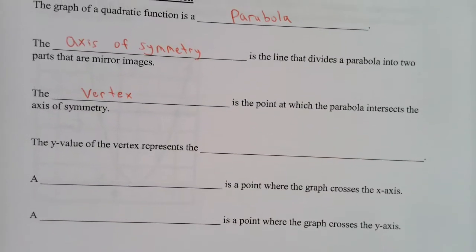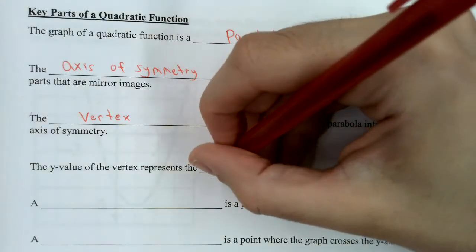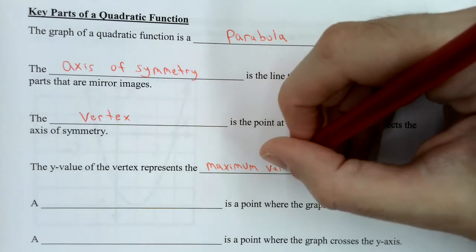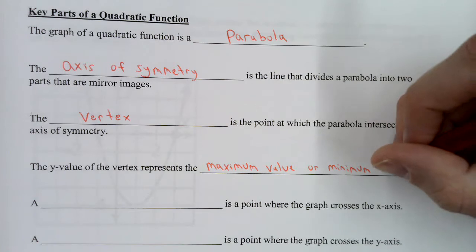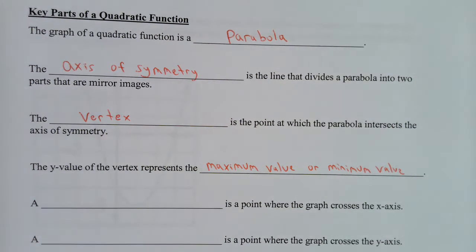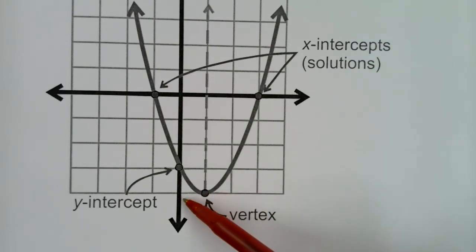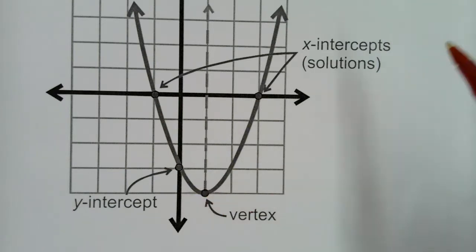The y value of the vertex represents the maximum value or minimum value, depending on whether the graph opens up or down. So in this example right here, this is the vertex. So the y value that corresponds to that, in this case -4, that would be the minimum value because it's the lowest value. Okay, so the y value represents either the minimum value or the maximum value.